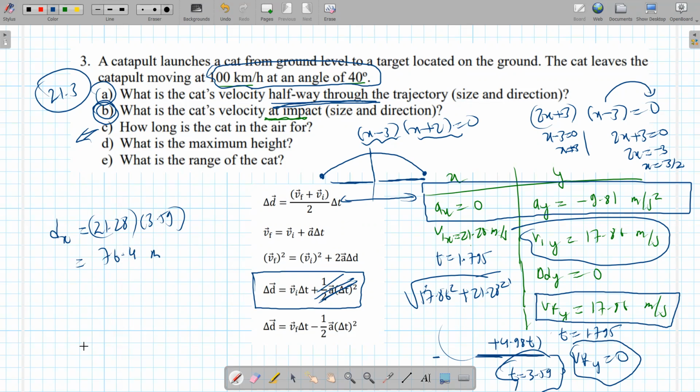That question was very annoying, I'm not gonna lie to you. Yeah, I understand, because they only gave us one thing, the initial velocities.